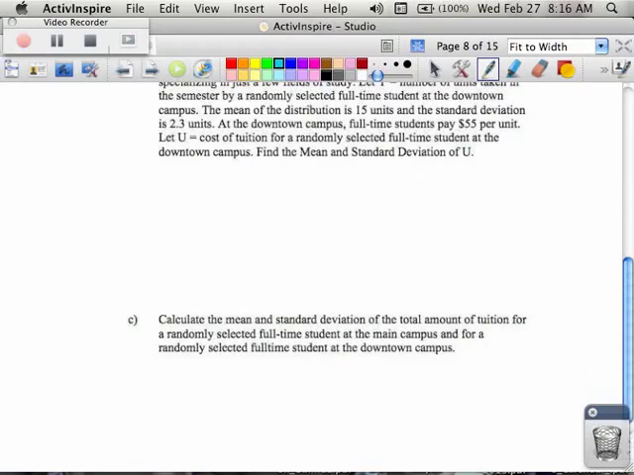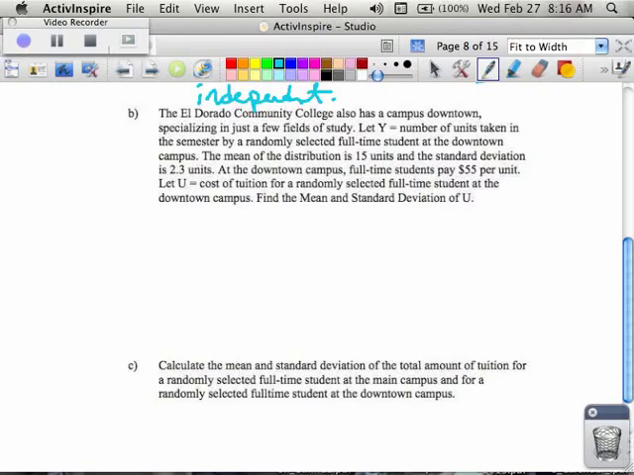Okay, part B. In part B, the community college also has a downtown campus that specializes in a few fields. So Y is going to be the number of units taken by a full-time student there, randomly selected at the downtown campus. Their mean is 15 and the standard deviation is 2.3. They pay $55 a unit, and we're going to let U equal the cost of tuition. Find the mean and the standard deviation. You try.